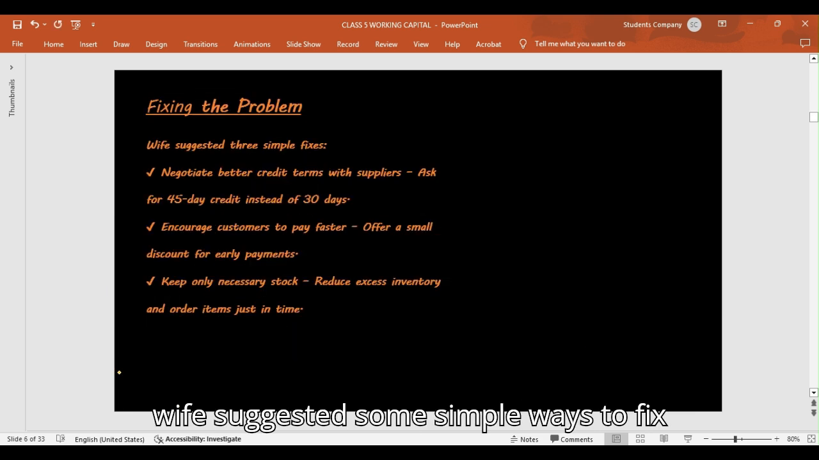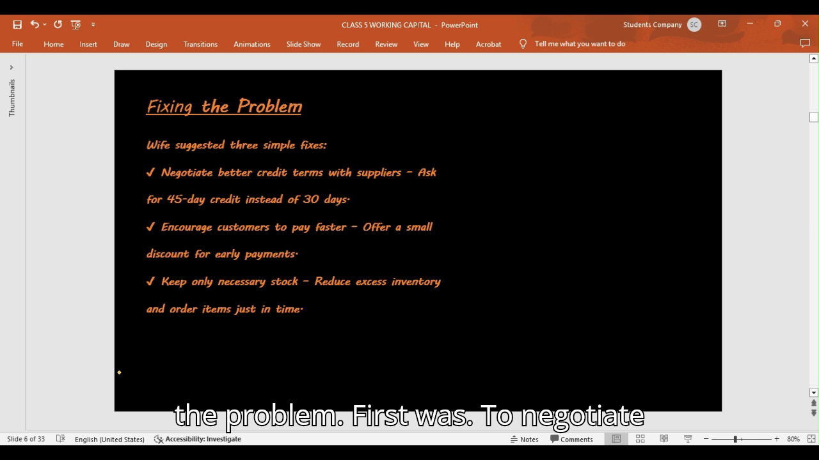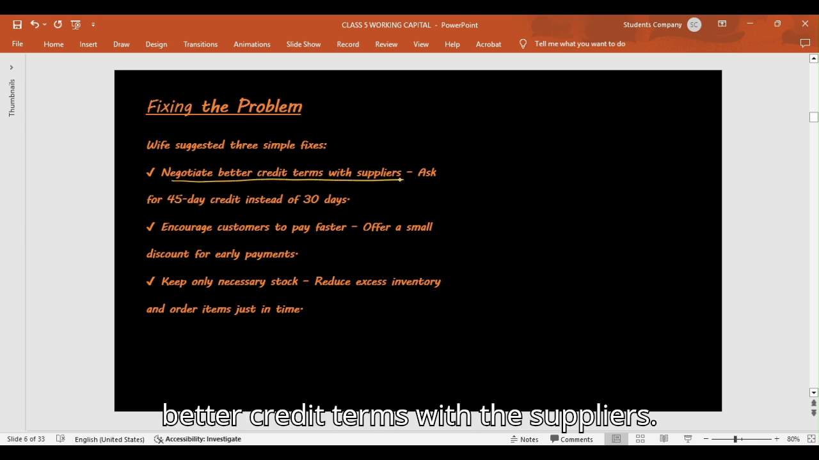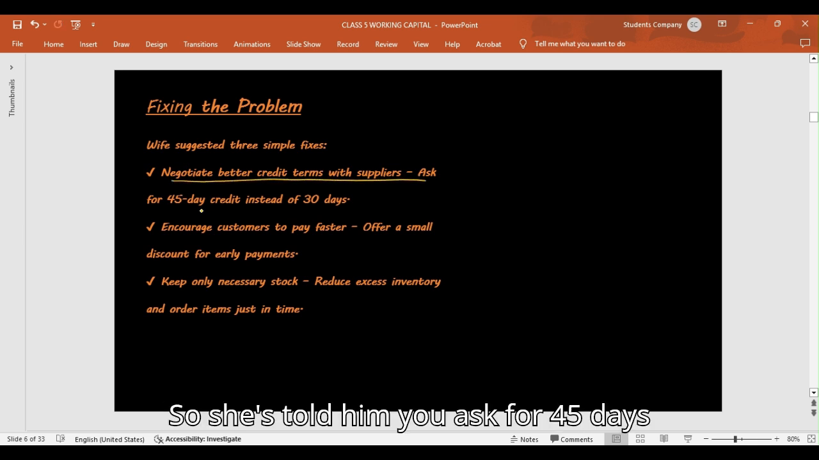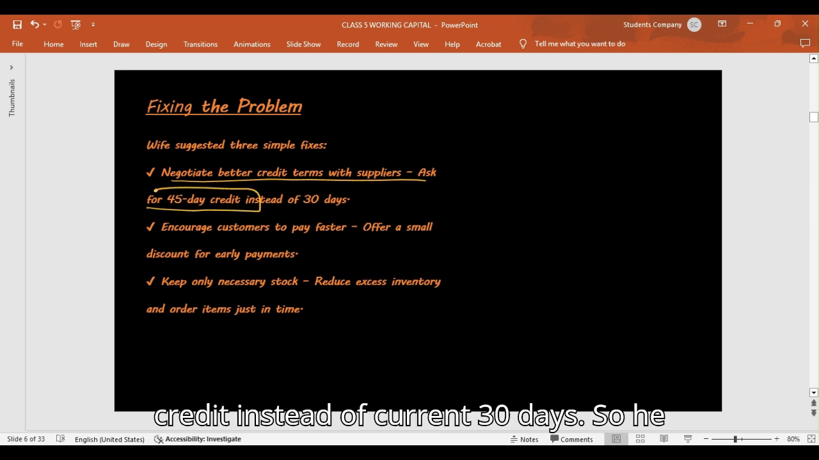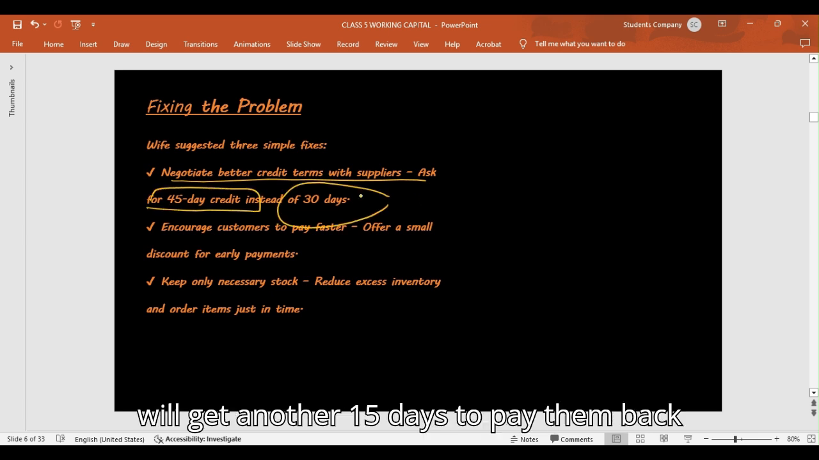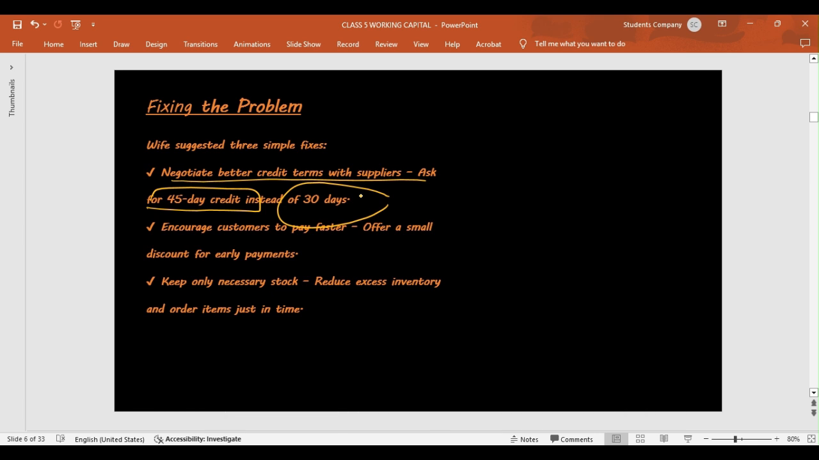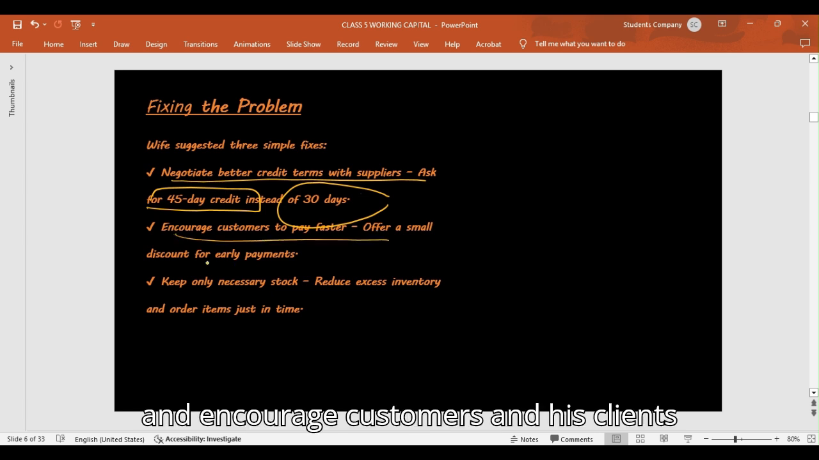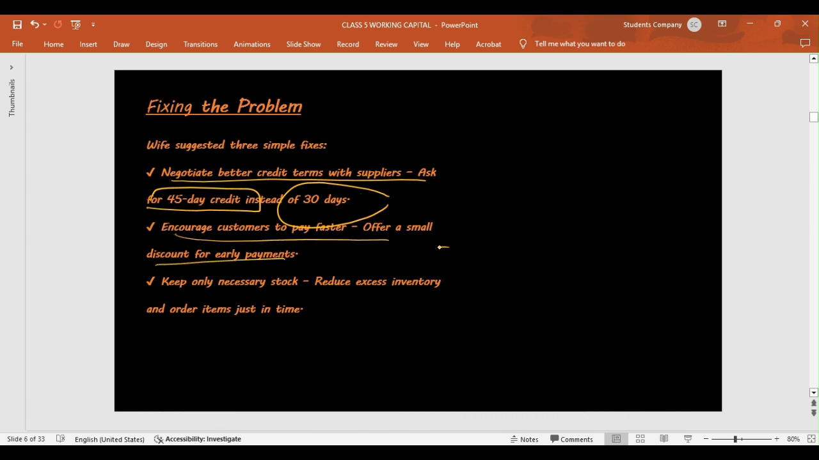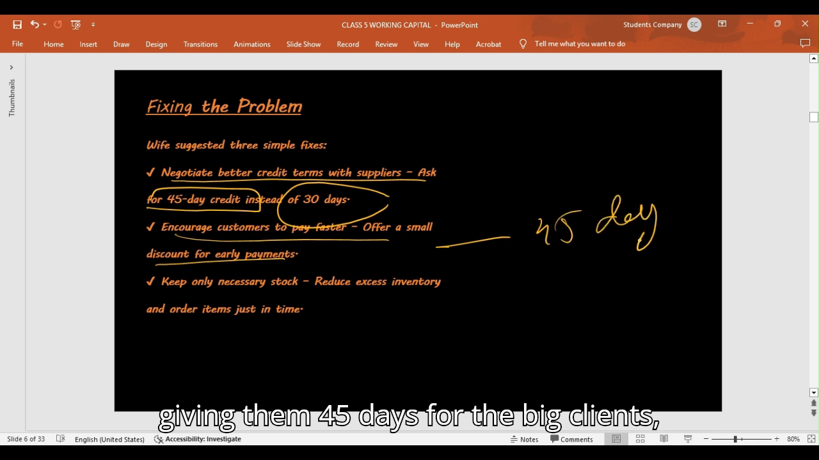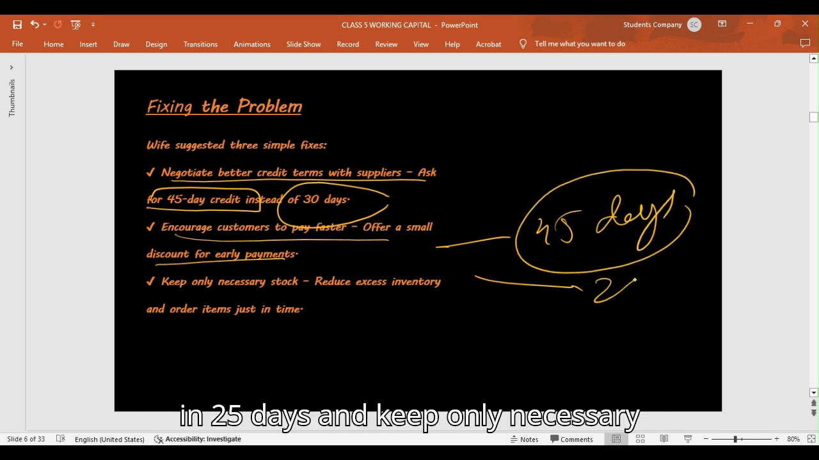Now, his wife suggested some simple ways to fix the problem. First was to negotiate better credit terms with the suppliers. So she told him, you ask for 45 days credit instead of the current 30 days. So he will get another 15 days to pay them back. And encourage customers and his clients to make early payments. So instead of giving the big clients 45 days, he could ask them to pay back in 25 days, and keep only necessary stock.